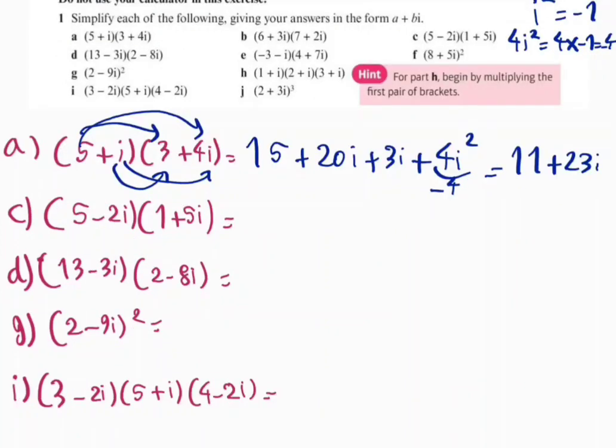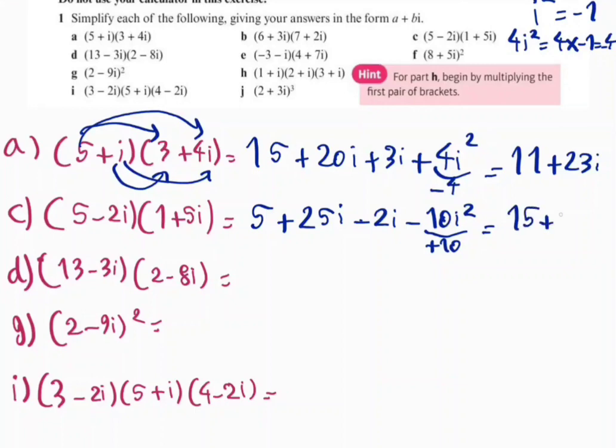C. 5 minus 2i times 1 plus 5i. Again, 5 times 1 is 5, 5 times 5i is 25i, minus 2i times 1 is minus 2i, minus 2i times 5i is minus 10i squared, but i squared is minus 1, and minus 10 times minus 1 is positive 10. And we can simplify this. So 5 plus 10 is 15, and 25i minus 2i is plus 23i.